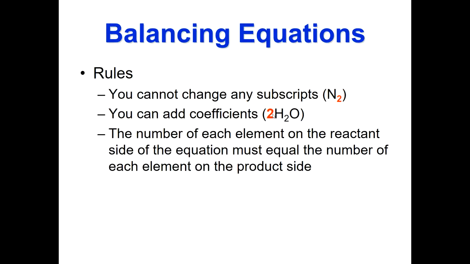And this last bullet point is explaining why we do that. It all has to do with the law of conservation of mass. We can't create or destroy matter in a chemical reaction. So if we begin with 2 hydrogens, we also have to end up with 2 hydrogens.